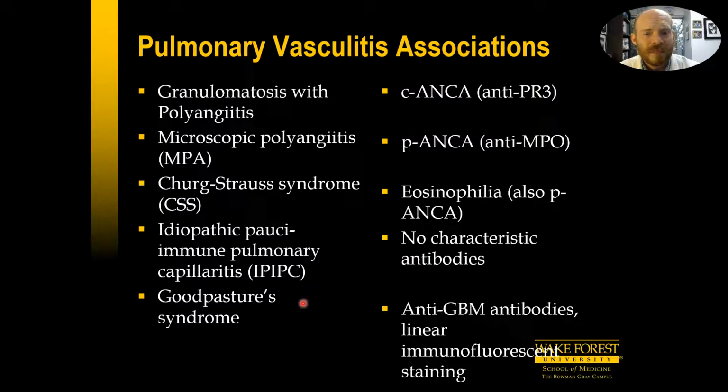Goodpasture syndrome is an important one to know because it has very specific findings. Goodpasture syndrome is a very good example of a pulmonary renal condition, and the antibodies here are actually antibodies to the basement membrane of structures, predominantly the antiglomerular basement membrane. And when these are evaluated on biopsy, fluorescent staining is performed, and this shows a very linear immunofluorescence. I have a picture of this on the next slide.